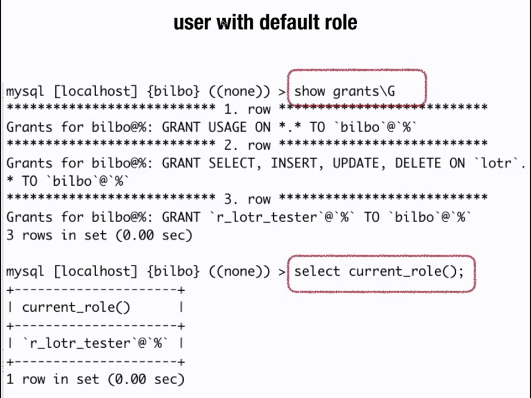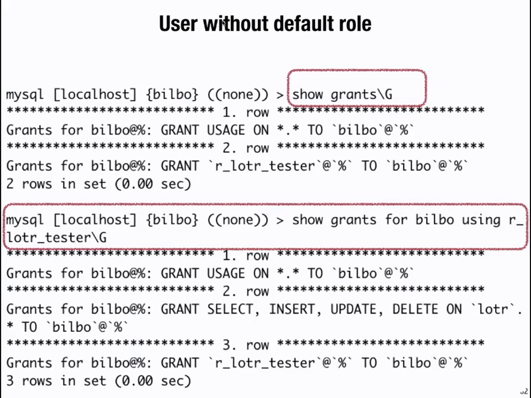If we run a query select current role, we see that there is a role LOTR tester. So this is the desirable situation where the user has a default role, and the show grants will show you not only which role was assigned, but also the grants that belong to that role.